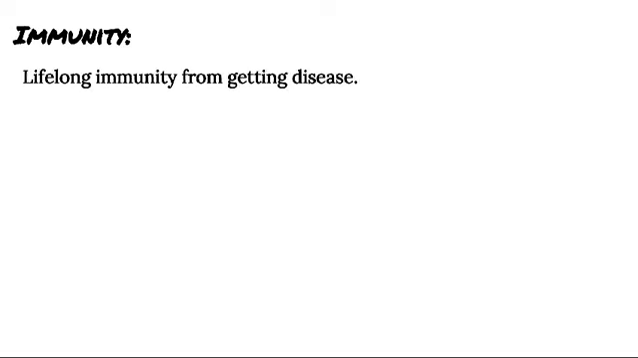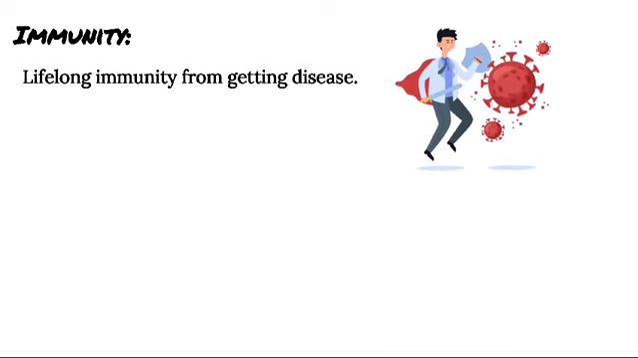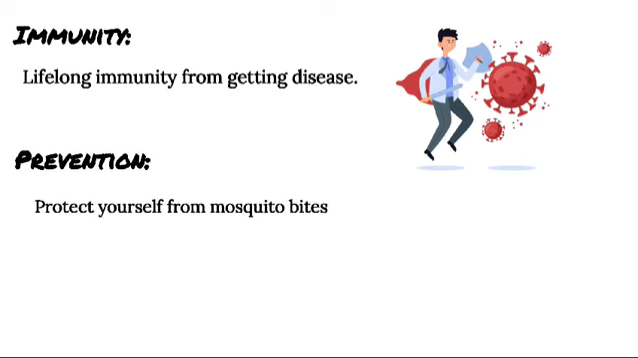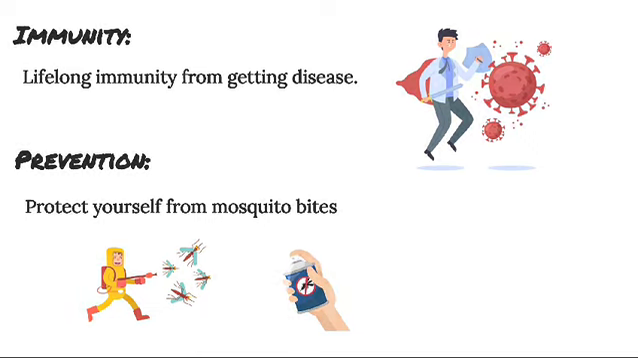Immunity. Most people infected with West Nile virus are believed to have lifelong immunity from getting the disease. Prevention. The best way to prevent West Nile is to protect yourself from mosquito bites. Use insect repellent, wear long-sleeved shirts and pants, and take steps to control mosquitoes indoors and outdoors.